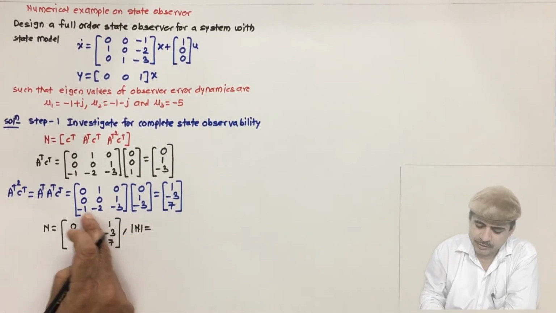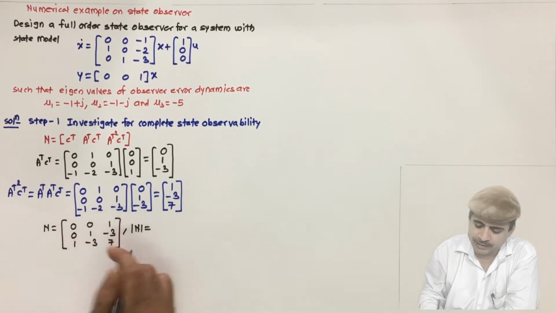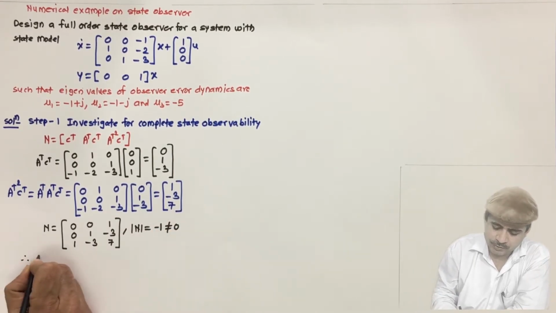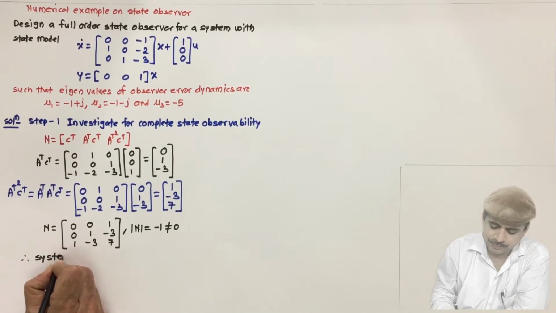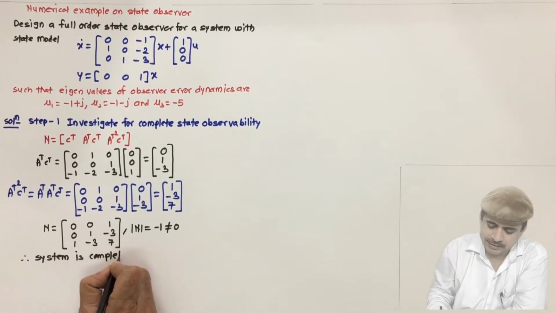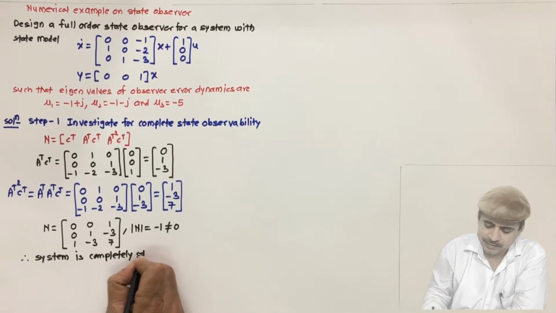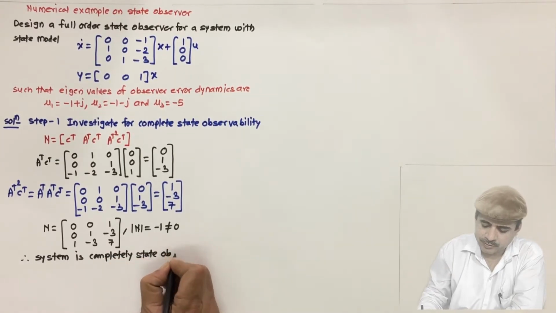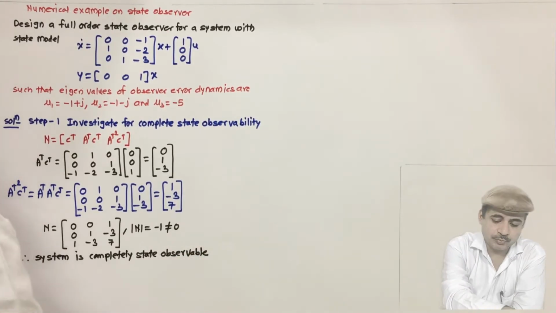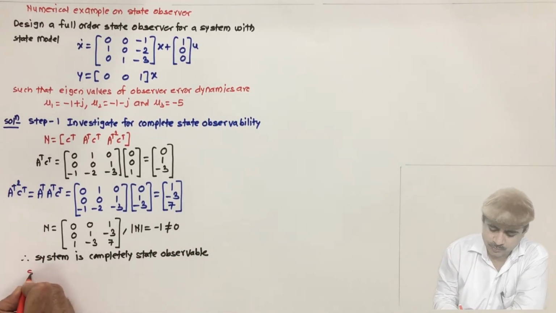Hence, its determinant: these two terms will not have any impact. 1 into -1, so it is -1, which is not equal to 0. So the system is completely state observable. Now let us proceed to step number 2.